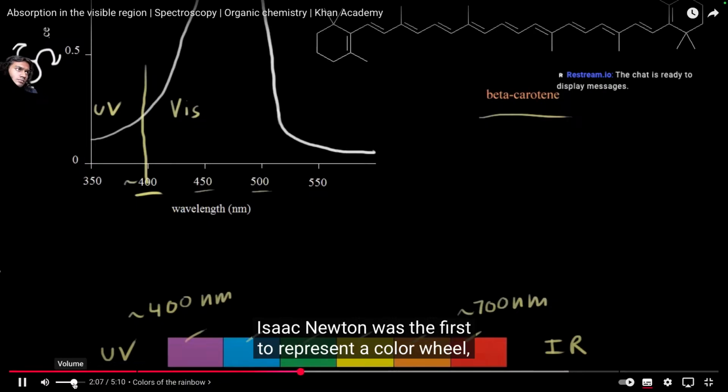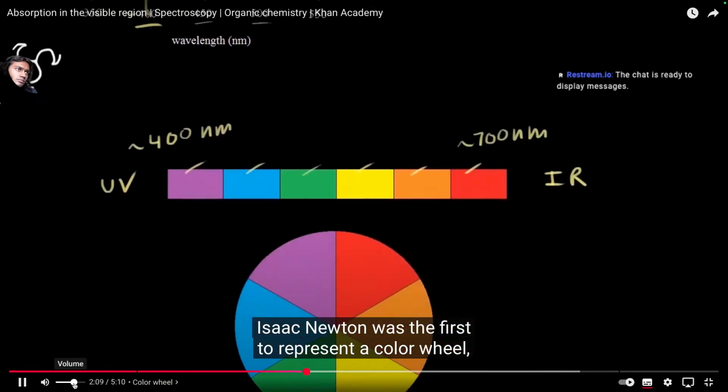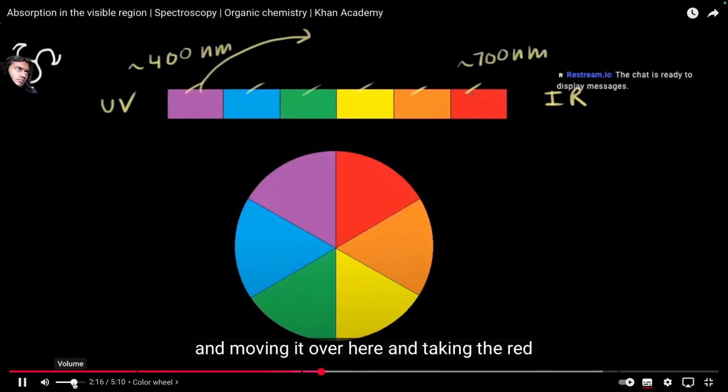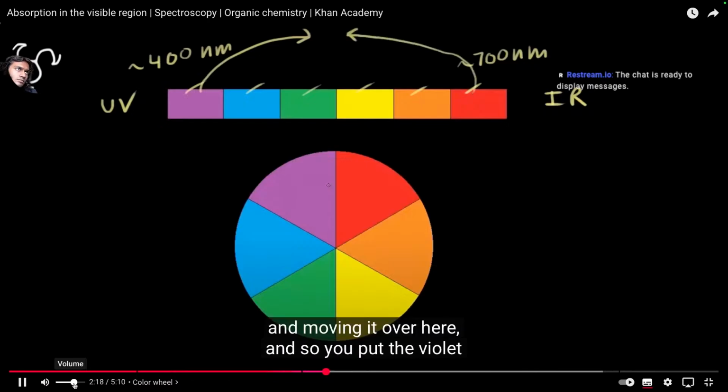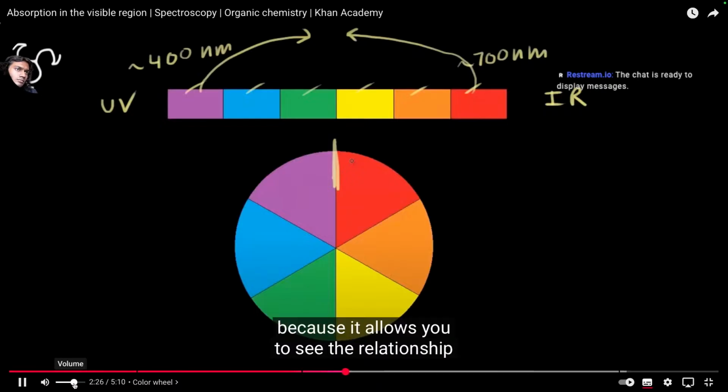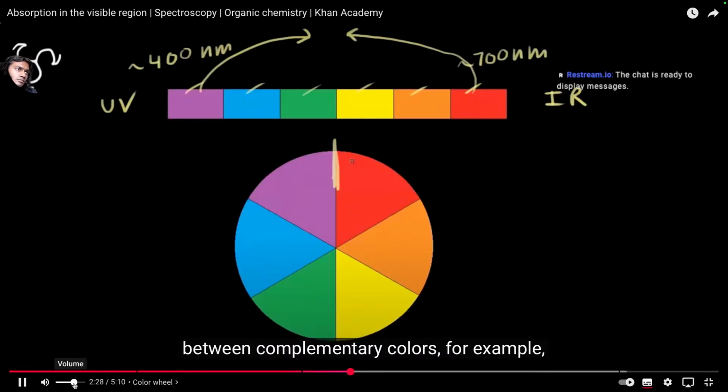So Isaac Newton was the first to represent a color wheel, right? And you get a color wheel by taking the violet and moving it over here, and taking the red and moving it over here. And so you put the violet right next to the red, and so you get a color wheel. It's useful to look at a color wheel because it allows you to see the relationship between complementary colors.